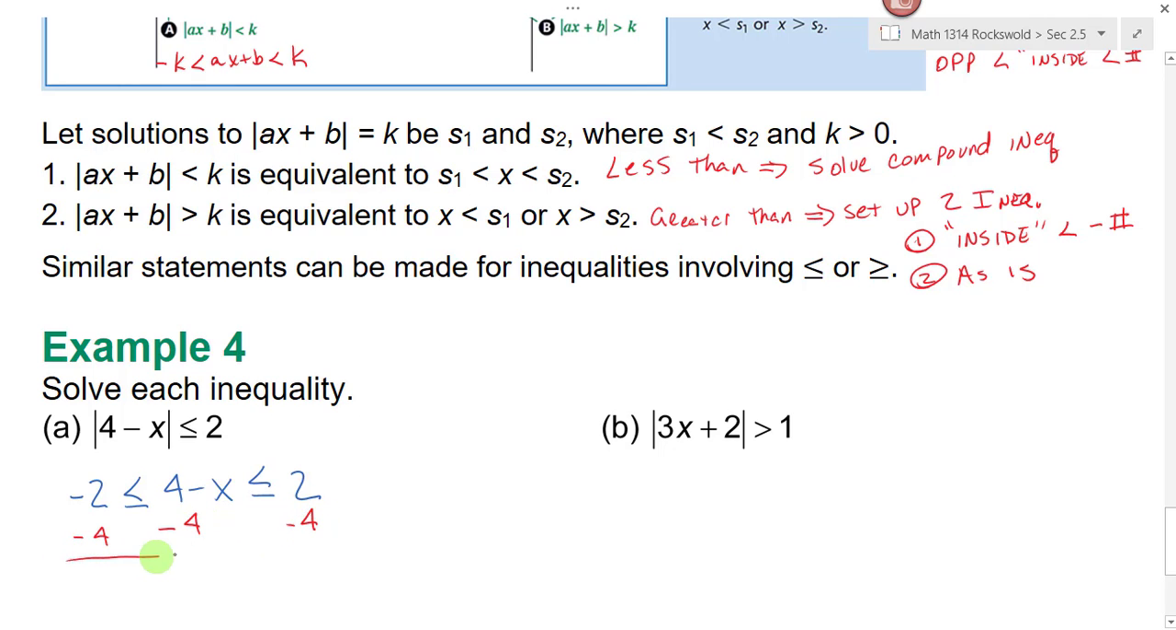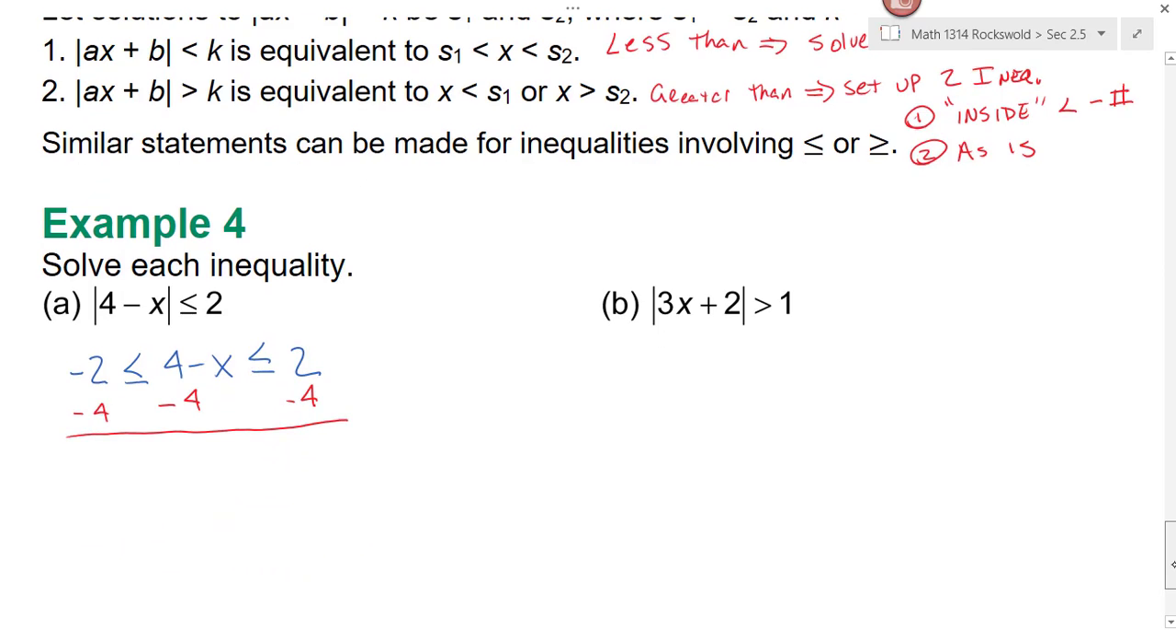What you do to one part, you have to do to the others. So that's going to give us negative 2 minus 4 is negative 6 is less than or equal to negative x is less than or equal to 2 minus 4 is negative 2. Is the x by itself in the middle? No, it's got that negative 1 on it.